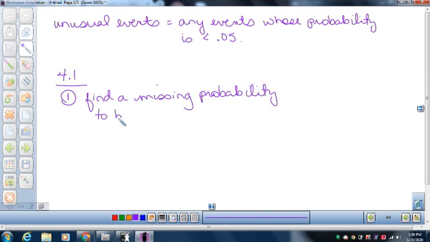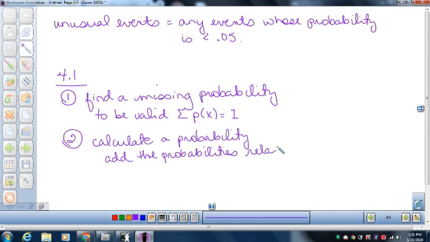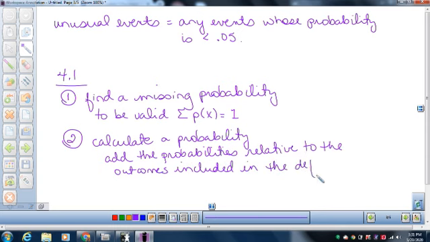And remember, to be valid, the sum of the probabilities has got to equal 1. So that's what you would use to find a missing probability. You could be asked to calculate a probability. Like I just went through that example, you just look at what x values fall into whatever event is being defined, and you add the probabilities relative to the outcomes included in the defined event.